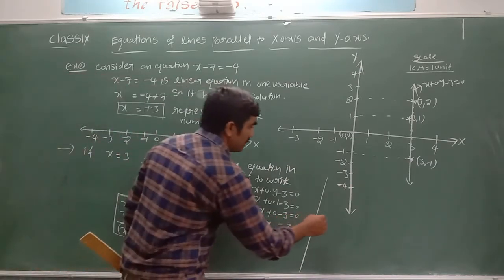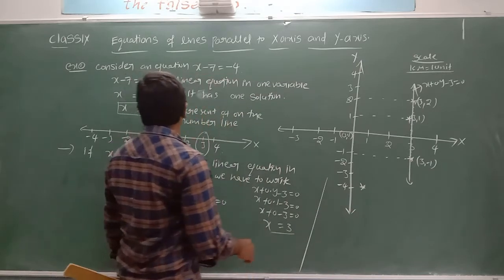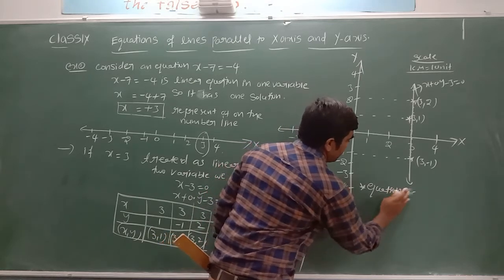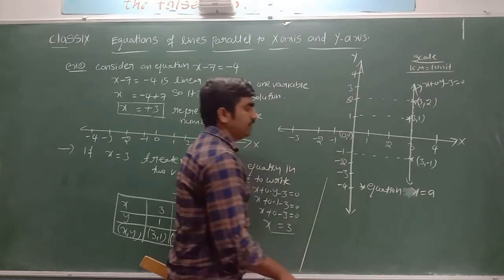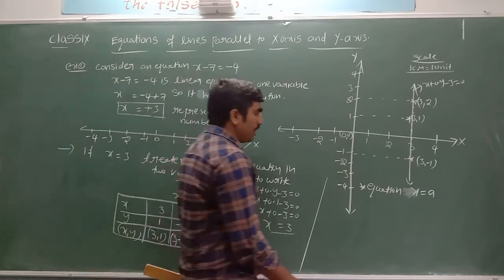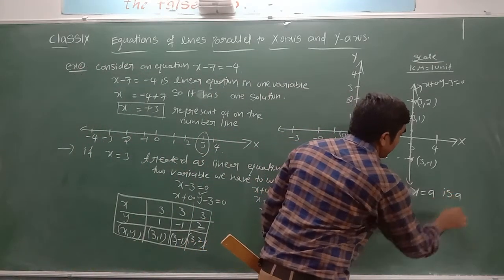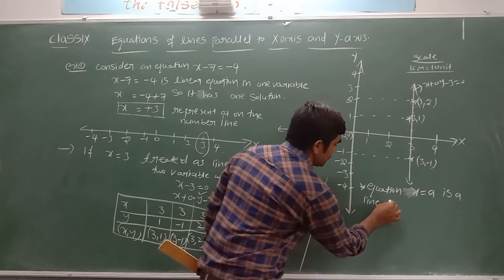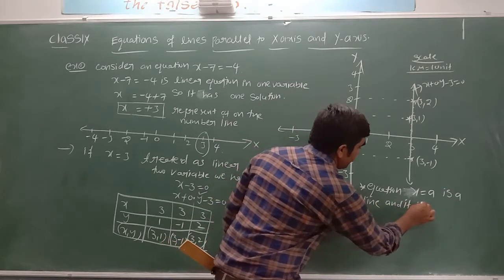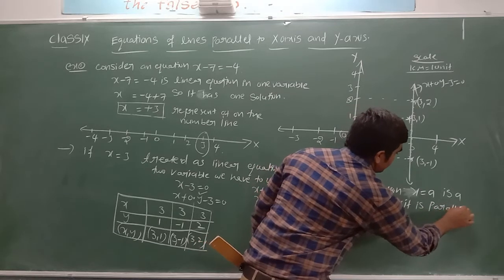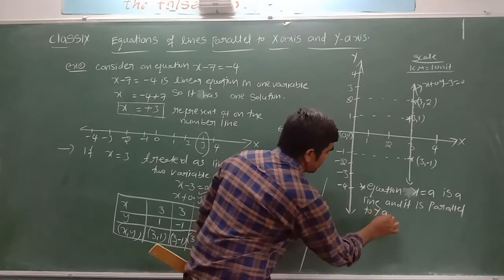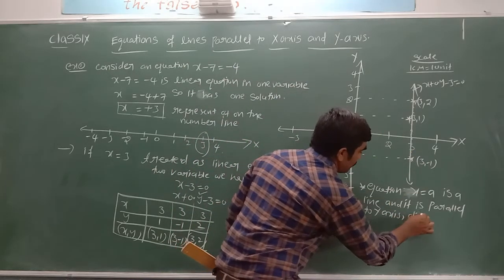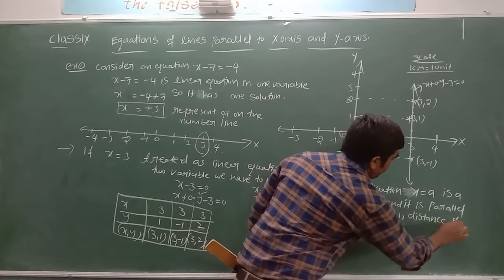Now we can write a conclusion. The equation x is equal to a, where a may be a positive or negative value, is a line. I mean, we get a straight line, and it is parallel to which axis? Parallel to the y axis. And at what distance? For x equal to 3, a distance of 3 units from the y axis.